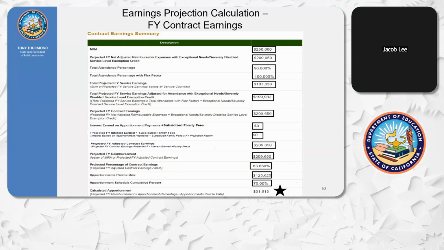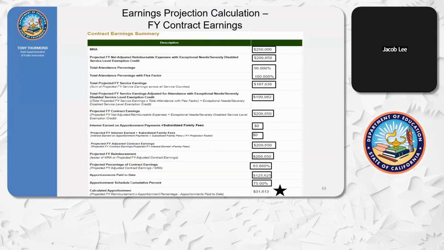Then we'll see the projected percentage of contract earnings. That's going to be the projected fiscal year adjusted contract earnings of $209,650 divided by the MRA of $250,000. And that's going to give you a percentage of 83.86%.